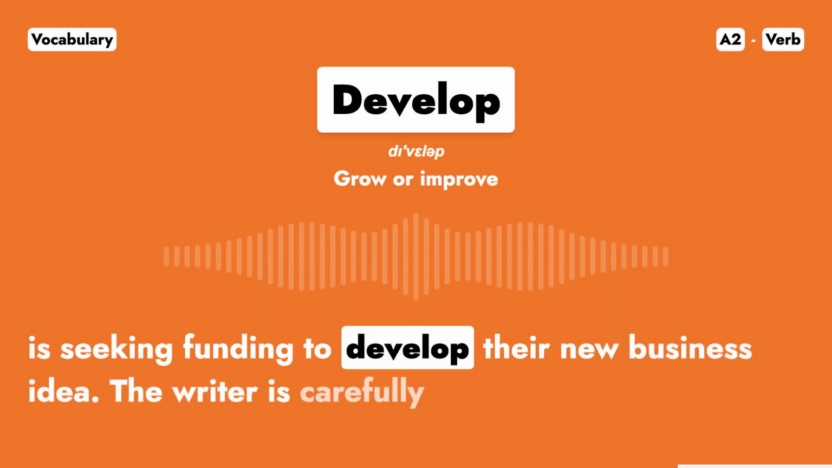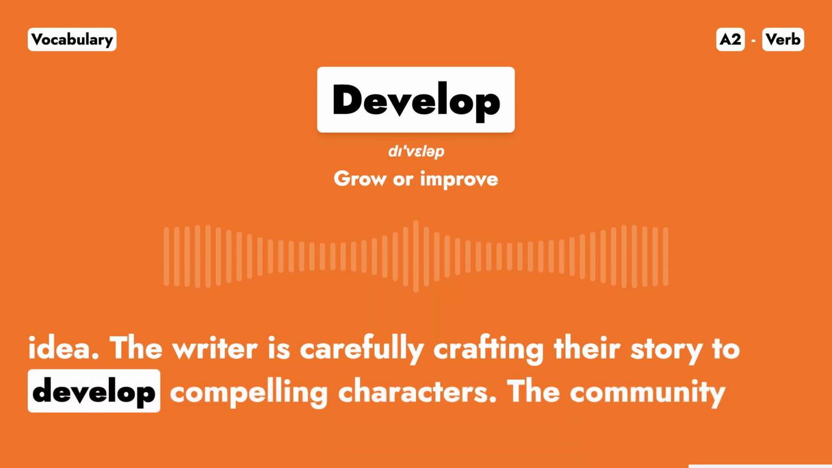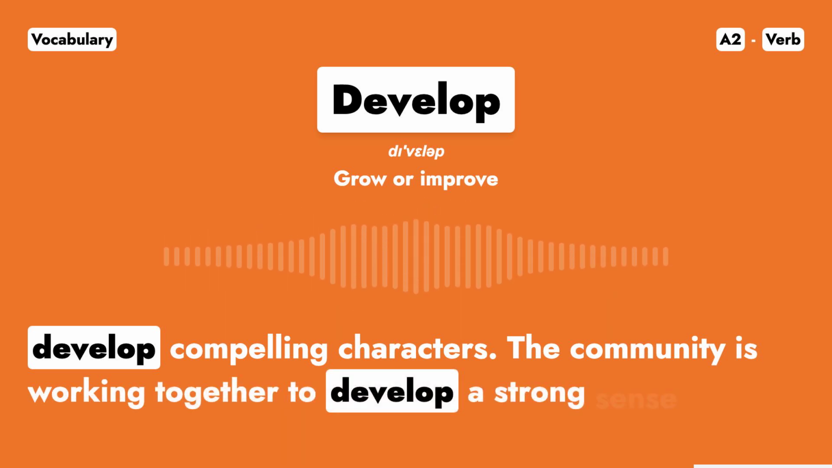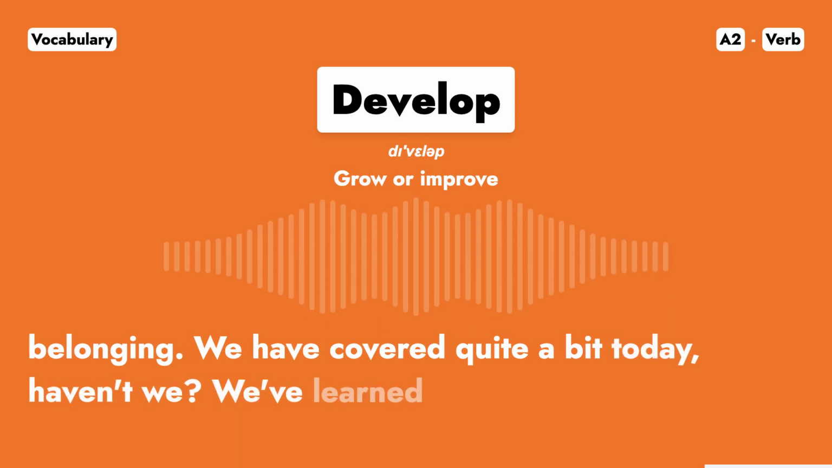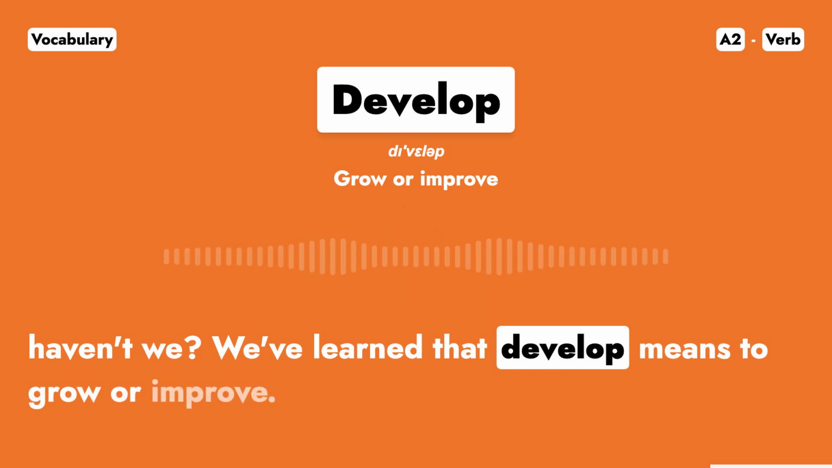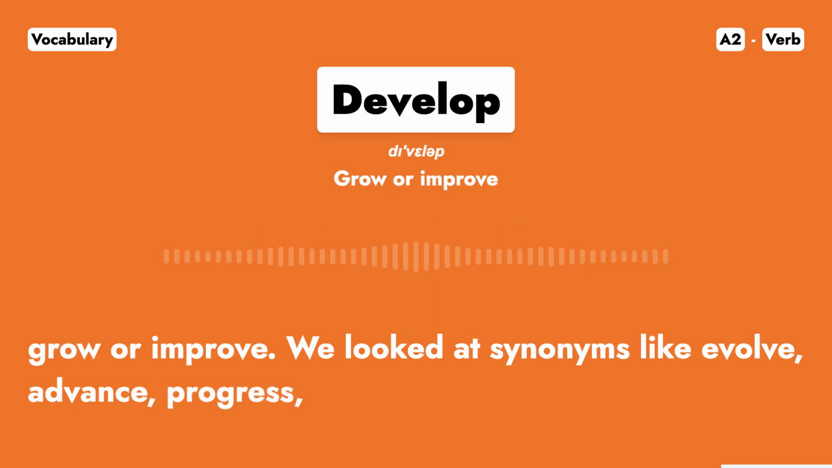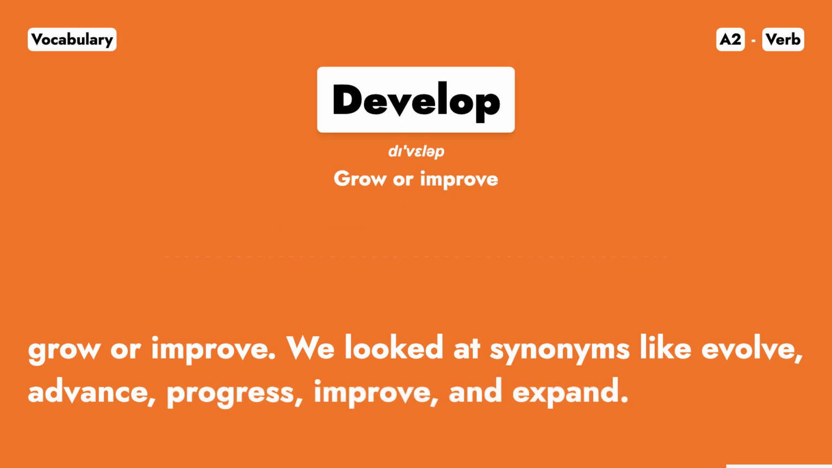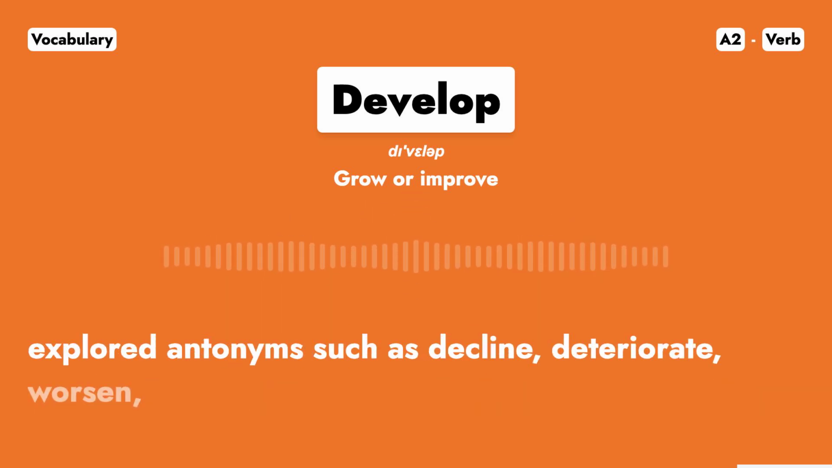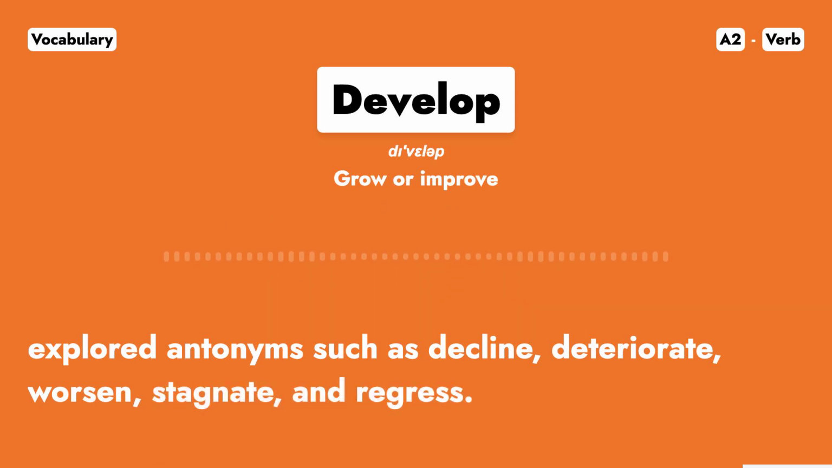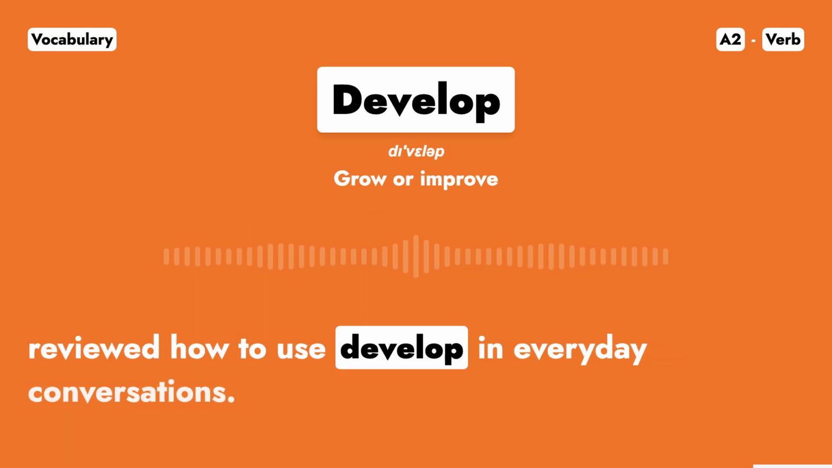The writer is carefully crafting their story to develop compelling characters. The community is working together to develop a strong sense of belonging. We have covered quite a bit today, haven't we? We've learned that develop means to grow or improve. We looked at synonyms like evolve, advance, progress, improve, and expand. We also explored antonyms such as decline, deteriorate, worsen, stagnate, and regress. And finally, we reviewed how to use develop in everyday conversations.